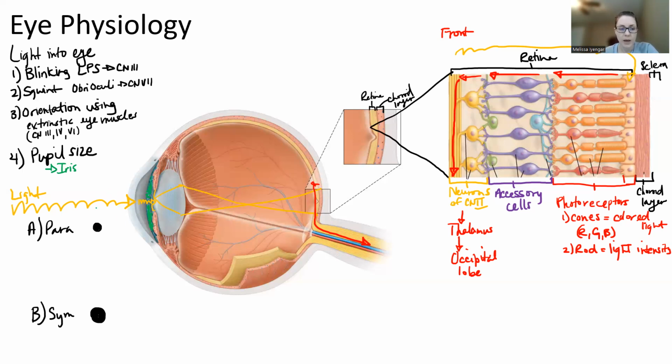So in parasympathetic, what we're going to see is we're going to have a muscle called the constrictor muscle or the sphincter muscle, which is the closest one to the pupil, and that contracts. And then we have a dilator muscle, and that's the external muscle. So in this case, our sphincter muscle contracts with cranial nerve 3. And this causes our pupil to get smaller.